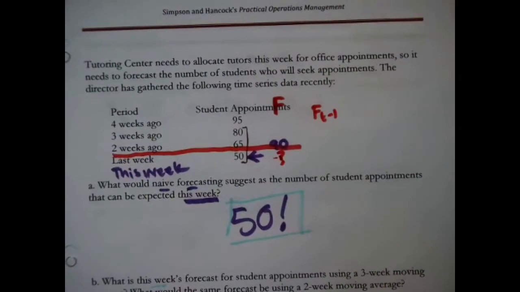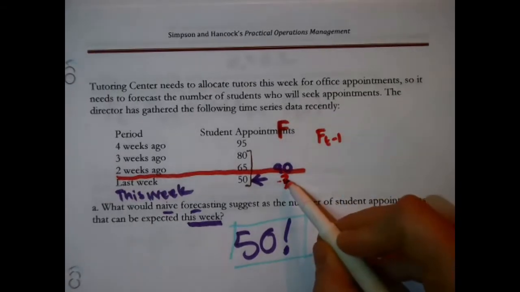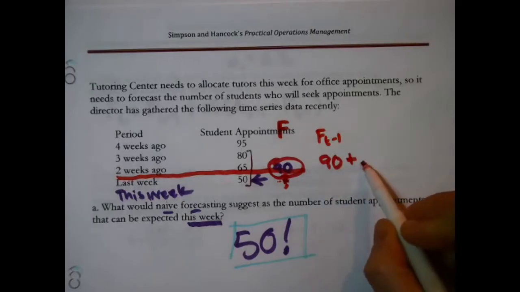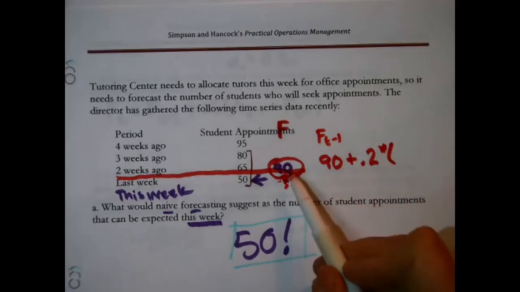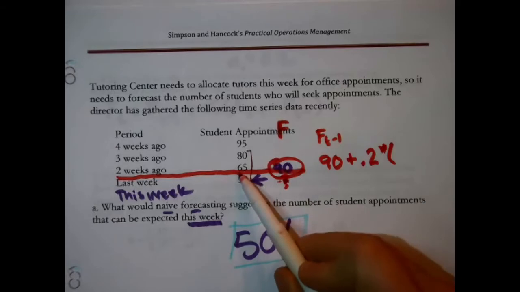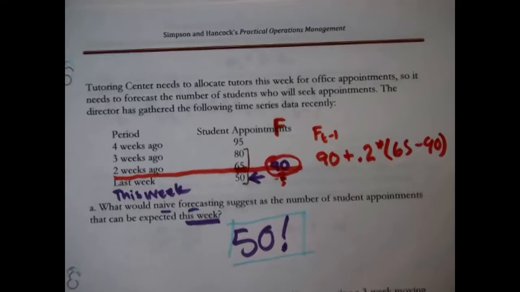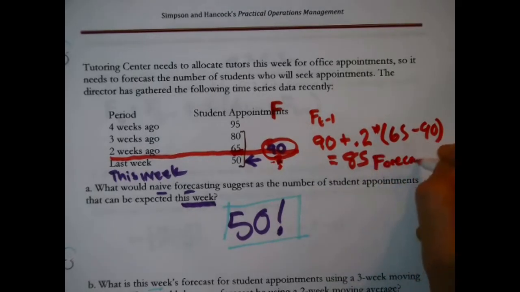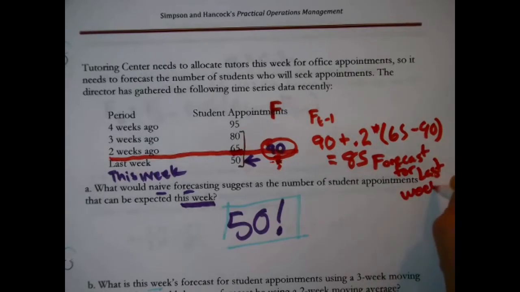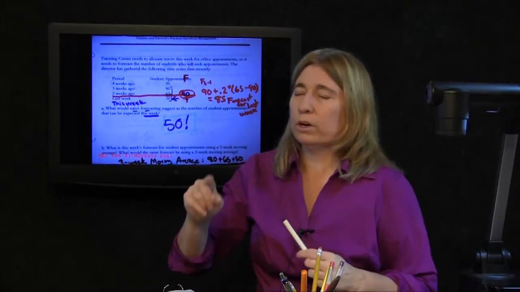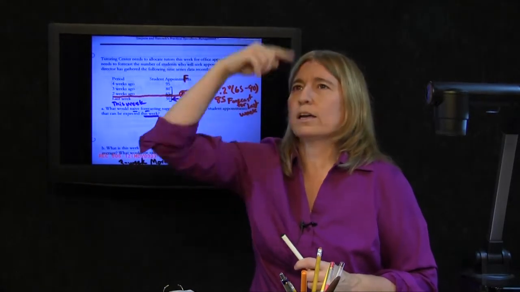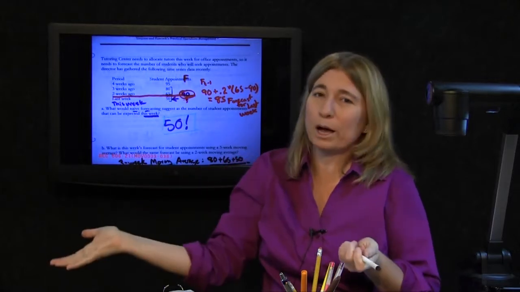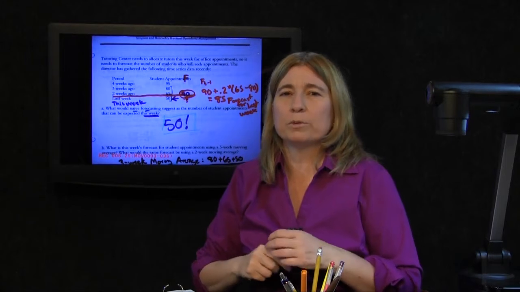Just a little bit of scratch work. I have the means to do that, because where would the forecast for last week have come from? It would have been the forecast for the period before, which I do have. That's 90, plus that same alpha times what actually happened 2 weeks ago, which is 65, minus what we had forecast 2 weeks ago. I do that scratch work, I get 85. This is the forecast for last week. I'm backing up one row in that table: the forecast for 2 weeks ago, plus alpha times what actually happened 2 weeks ago, minus what I had forecast for 2 weeks ago, which I happen to know was 90. So my forecast for last week would have been 85, and that's perfect.